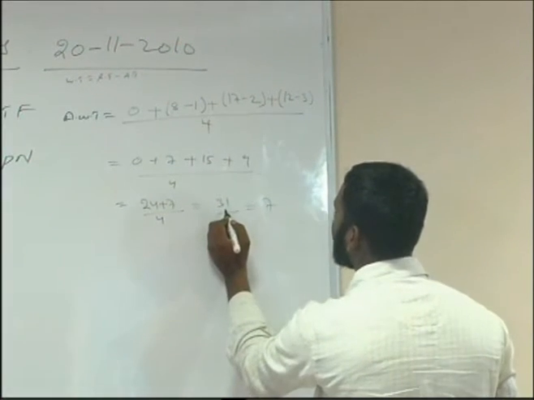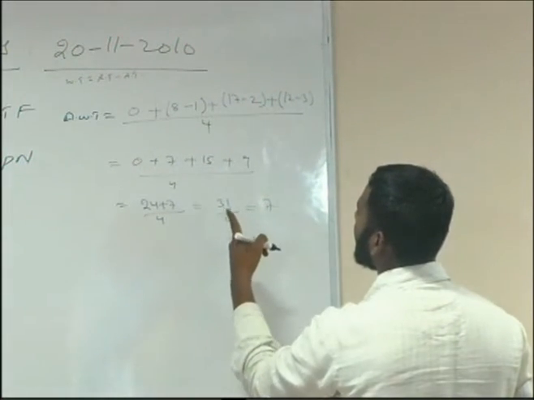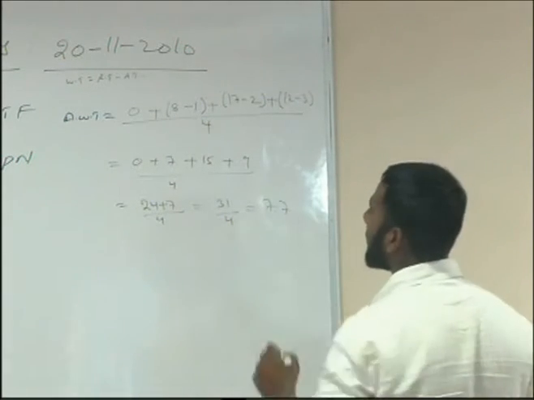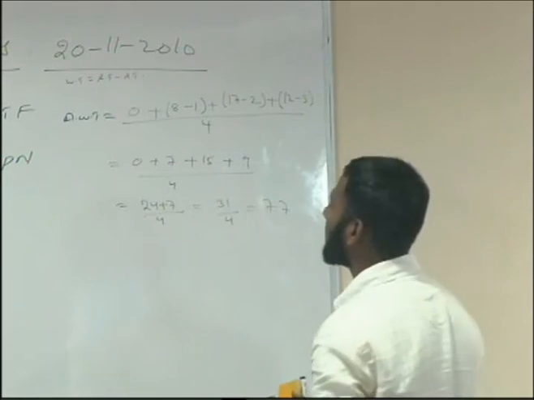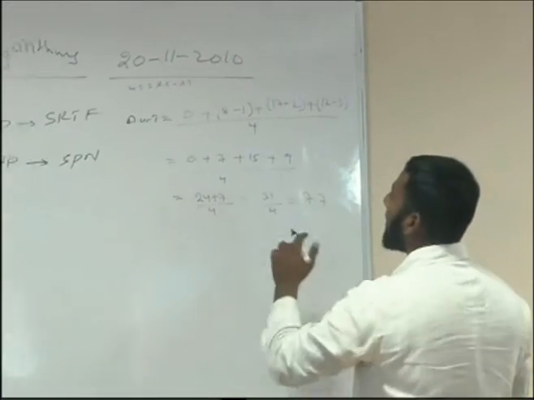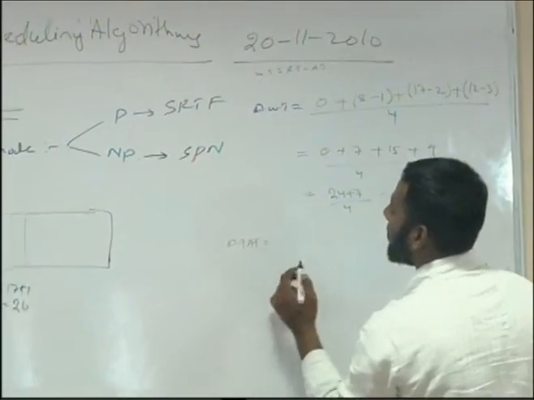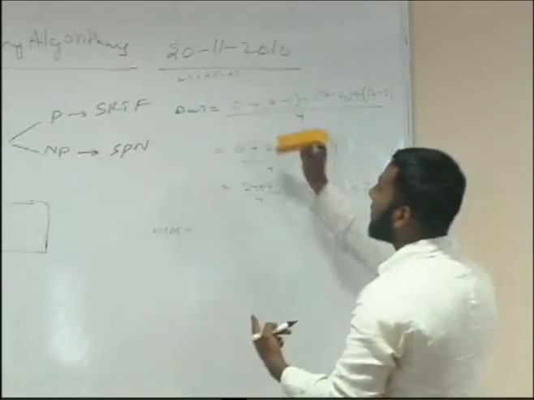So 4 7s are 28, 29, 30, 31, 3, 0.047 are... So 7.7 units, we get something around this. Okay. So average turnaround time. So turnaround time is nothing but waiting time plus burst time.